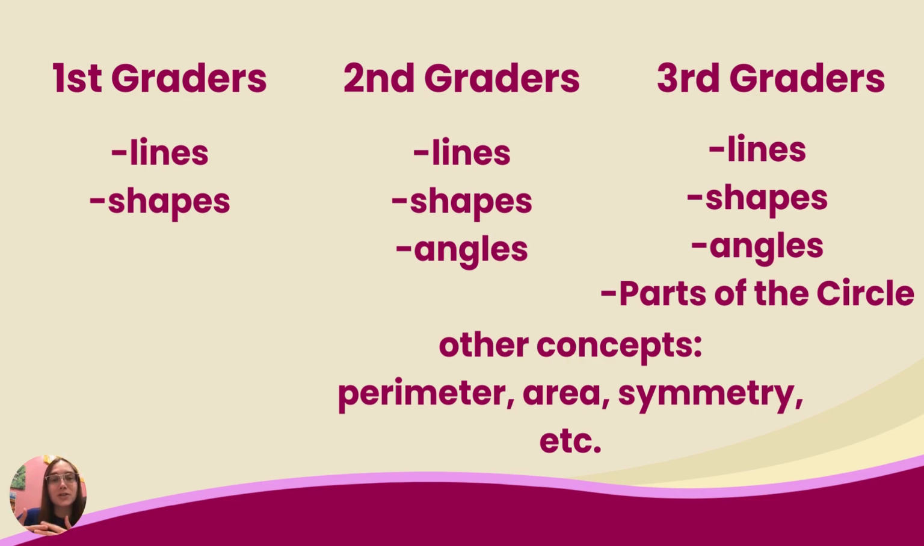So the parts of the circle is just like the little icing on the cake at the end for the third graders. But then, of course, we have the review for the third graders, right? They see the angles again, the lines, the shapes again. But then there's other concepts that the second and third graders need to see too. Perimeter, area, symmetry. The first graders can see these concepts too, right? Different things. Not only that, but there's a lot more to it, right?